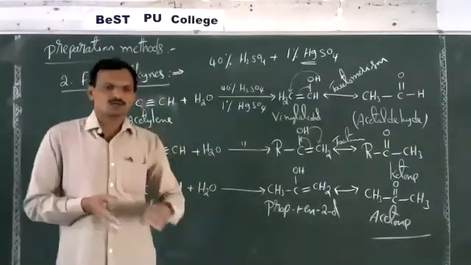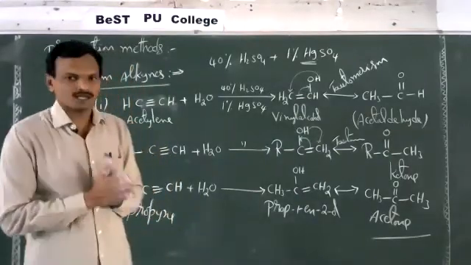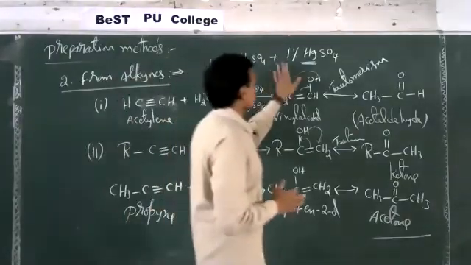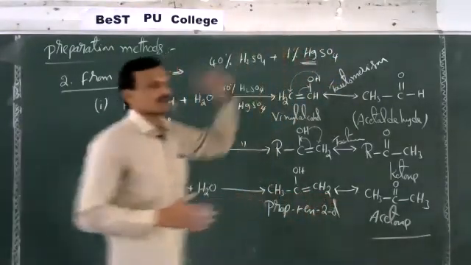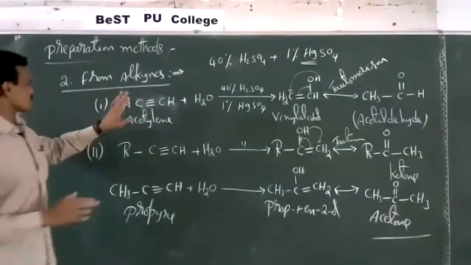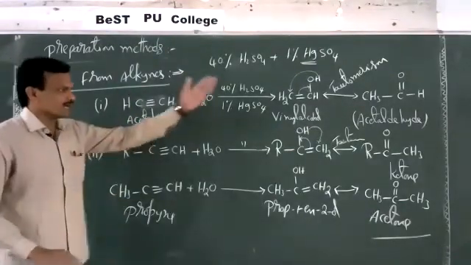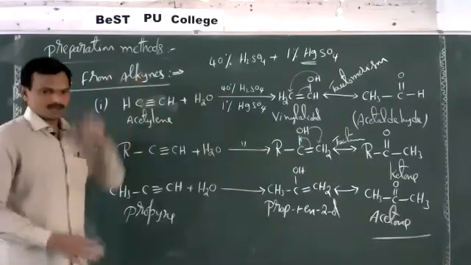Since addition of water to alkynes does not take place directly, the reaction is carried out in the presence of 40% H2SO4 and 1% HgSO4. So this is regarding the preparation of aldehydes and ketones from alkynes.